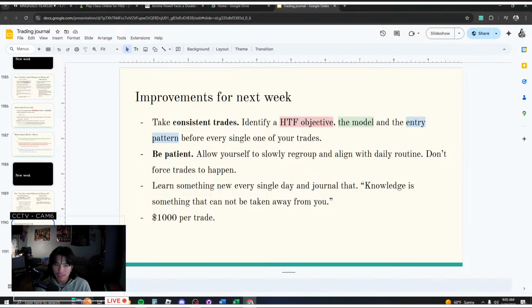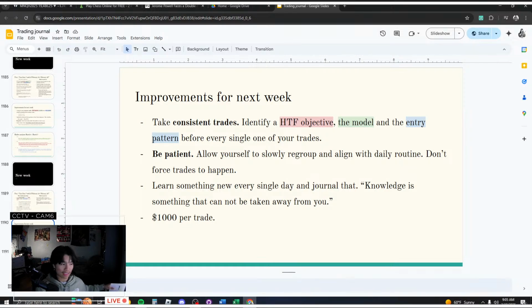Not forcing anything, just going back to consistent trades. Taking those consistent trades. Second, be patient. Don't force anything. Allow the markets to come to you. And third, like I said, note and journal something new that you have learned.